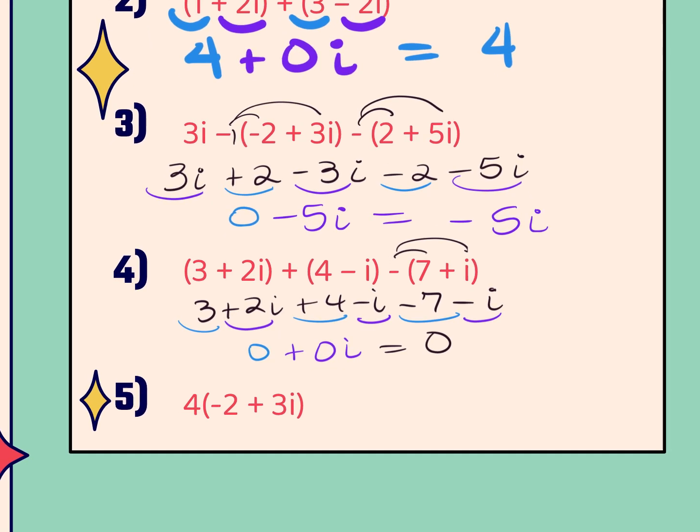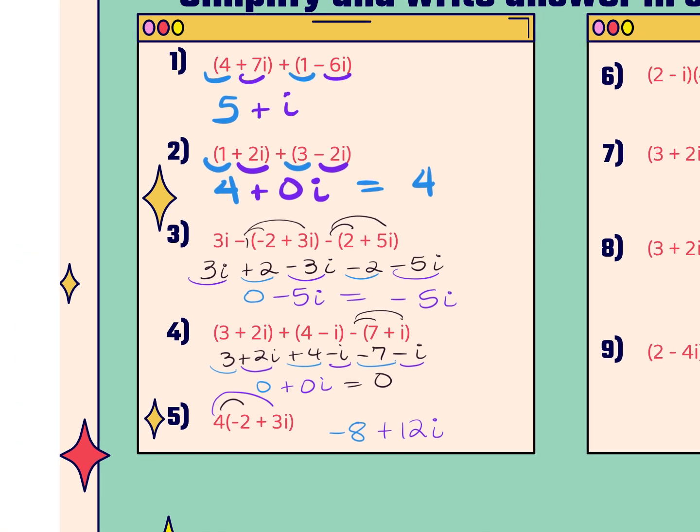For number 5, whenever I'm multiplying with imaginaries, again, just treat it as if i is a variable. And I'm just going to distribute. So I'm going to distribute the 4 to the negative 2. This will give me negative 8. And then distribute the 4 to the 3i. And this gives me 12i. And I'm done. And it's in standard form. I have the real part and then the imaginary.